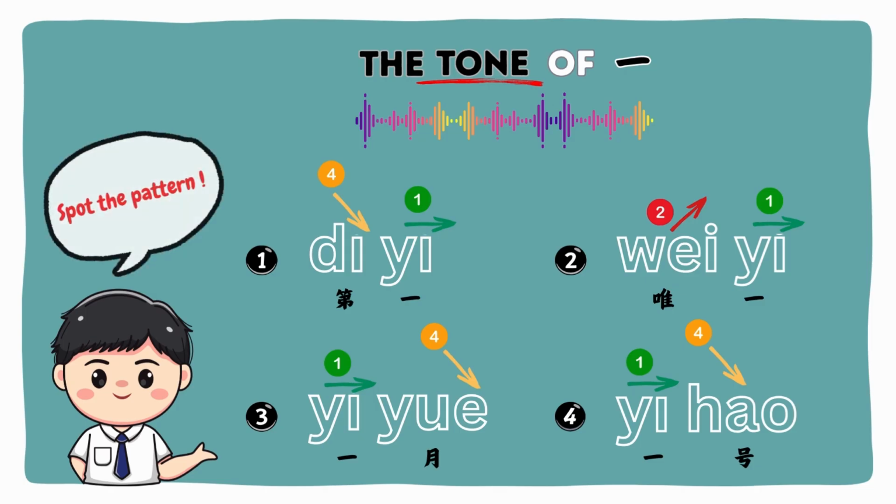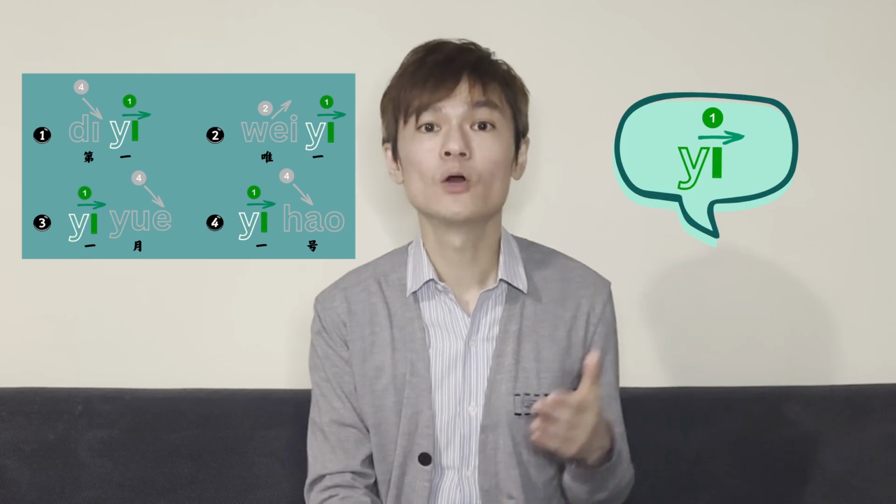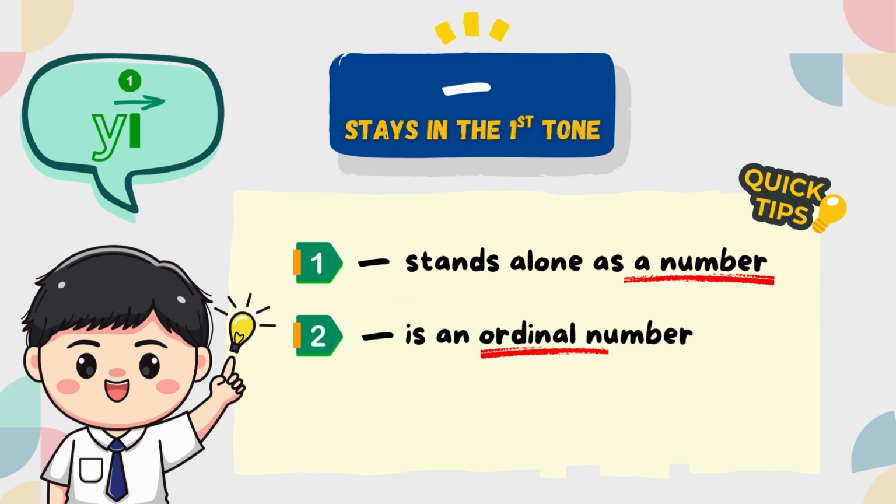Now, look at these words with yi. What do you notice? Apparently, yi doesn't change tones at all. It still stays in the first tone. If you're wondering, this is not a prank. These are great examples that show how yi remains in the first tone in certain conditions. When yi stands alone as a number, or is used as an ordinal number like in 一月 and 一号.